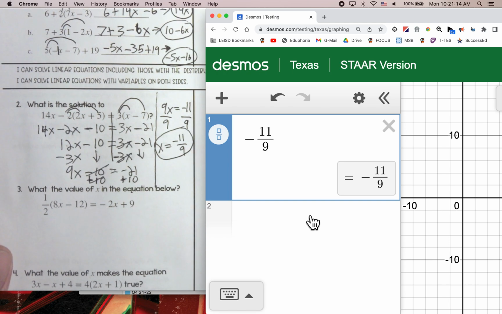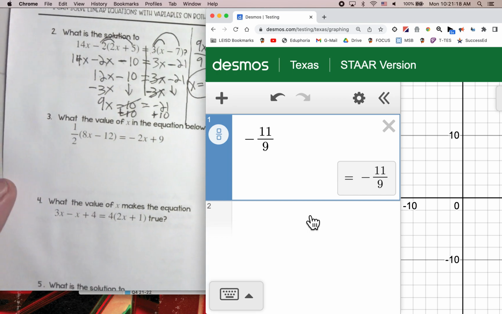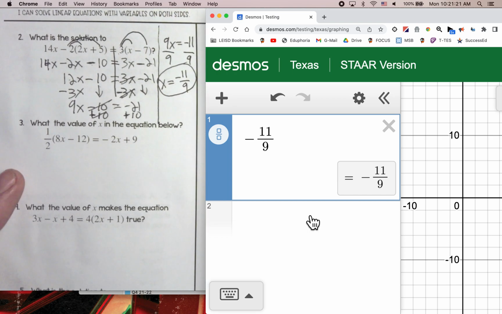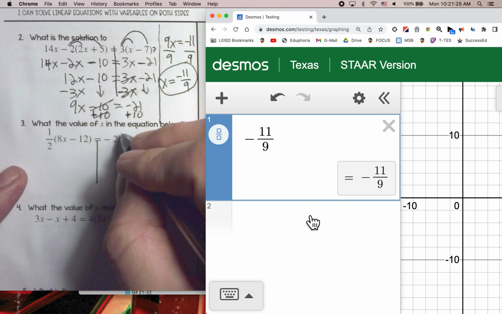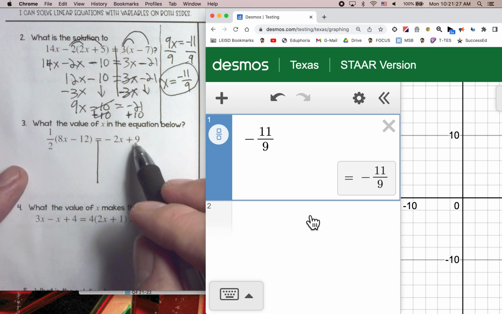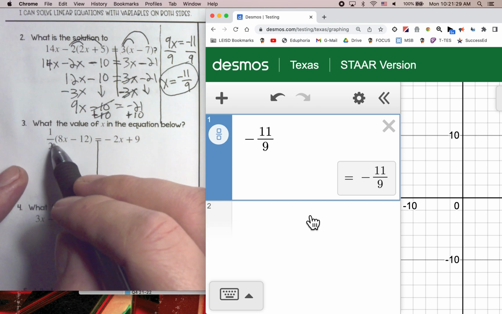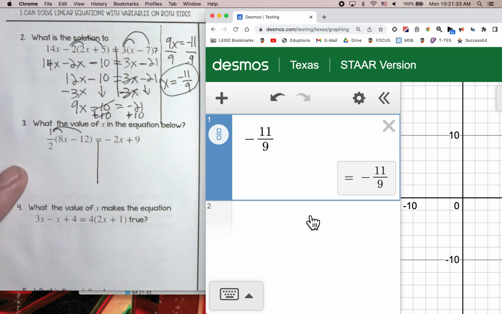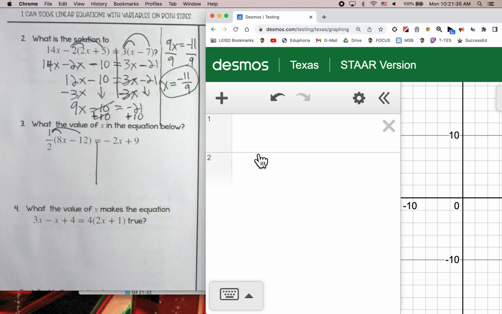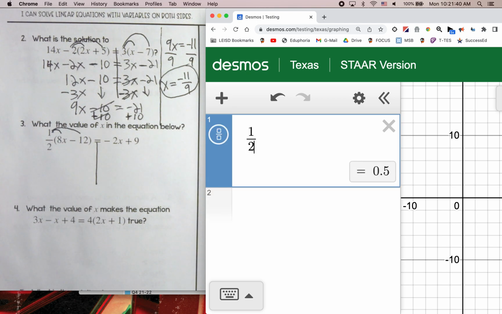If I want to move on to number 3, it says what's the value of x in the equation below? Okay, once again, first step is to ask, can you distribute? Well, there's no parentheses on the right, so no. But on the left there is, so I'm going to distribute this 1/2. Now, don't let fractions scare you. 1/2 just literally means 1 divided by 2. Or, if you want to think of it as a decimal, 1 divided by 2 as a decimal is 0.5.